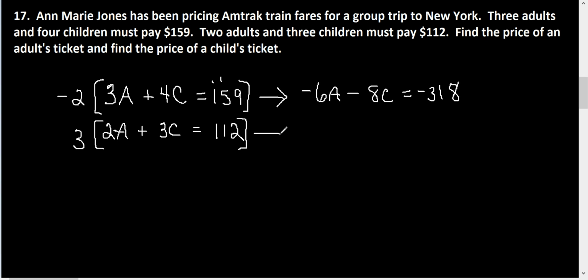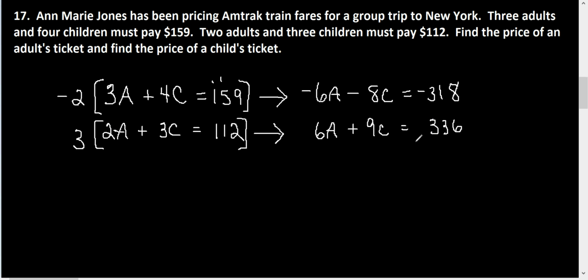Alright, then I'm going to do the same thing here with the bottom equation: 3 times 2a is 6a, positive 6a. 3 times 3 is 9, positive 9c. That equals 3 times 112, which is 336.